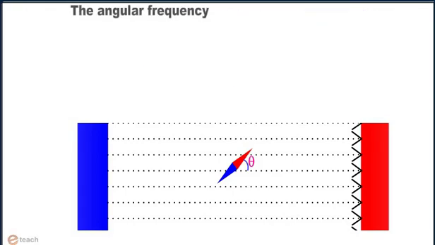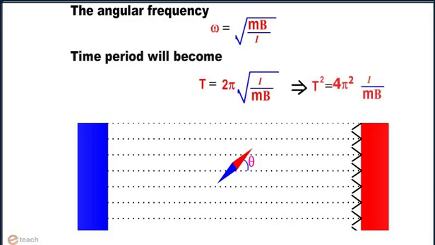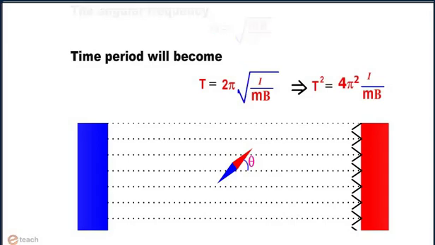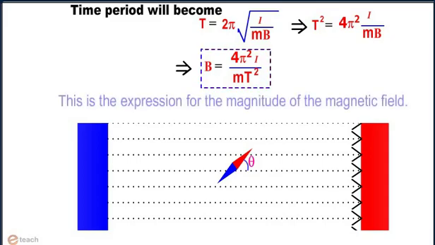The angular frequency omega is equal to root over MB divided by I, and the time period will become T is equal to 2 pi root over I by MB. That is, T square is equal to 4 pi square I by MB. So, B is equal to 4 pi square I by M T square. This is the expression for the magnitude of the magnetic field.